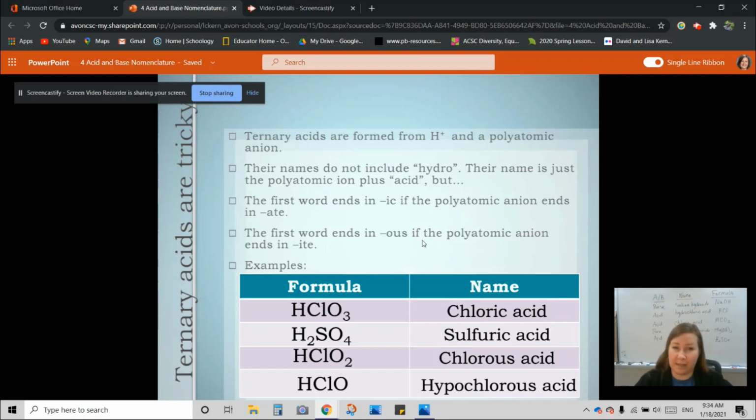So that takes a little practice to get used to. And it's a little strange because these formulas for acids with polyatomic ions in them, ternary acids, the formulas are longer than the ones we saw in the last slide, but the names are shorter because they don't start with hydro. So it's a little bit backwards from what you might think.